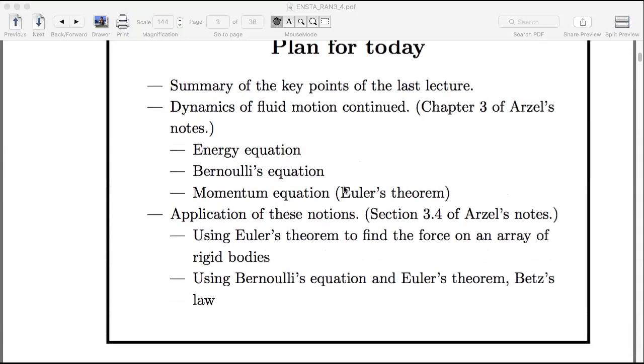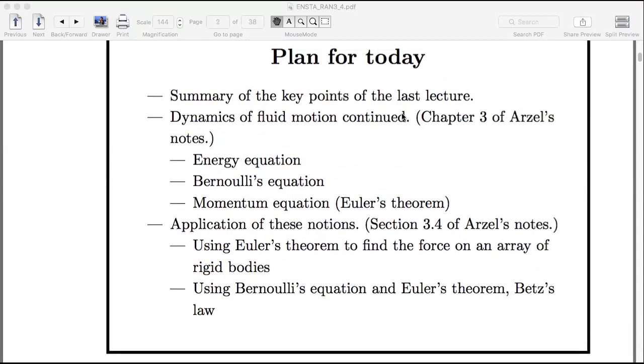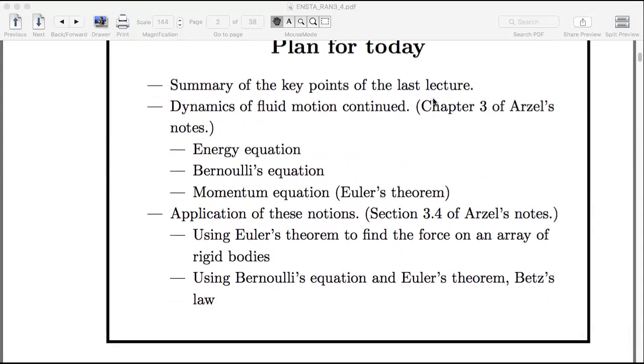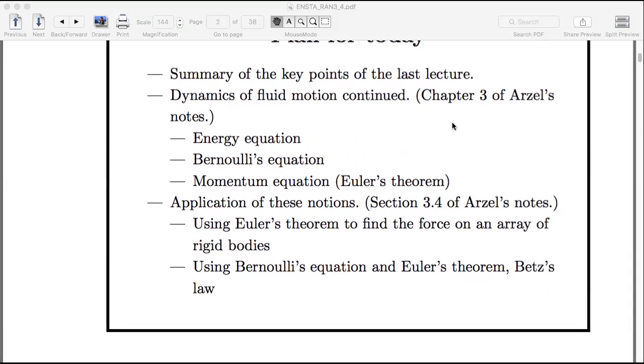So I can start with a little summary of the key points up till now. Again, those are good study points, a good place to start to check that you understood the material of the previous lecture. And then we'll continue with our dynamics of fluid motion.